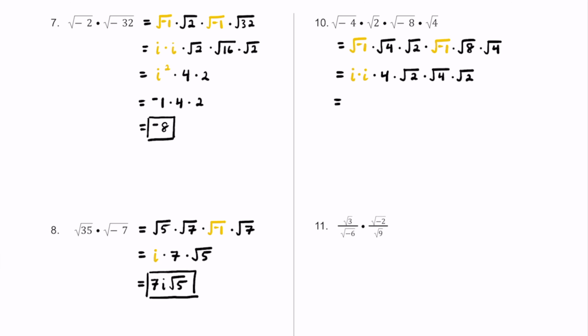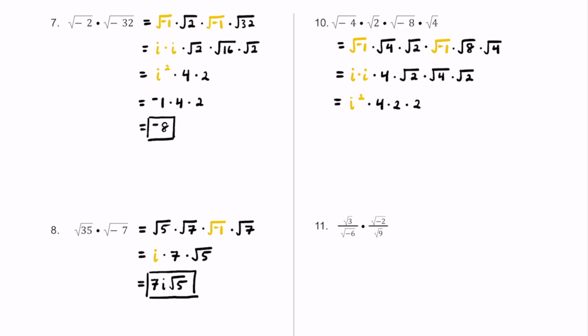Okay. Now, next we have i times i. That's equal to i squared. Go ahead and write that. And then we have this 4 here. I'm just going to leave that alone for now. I'll just write times 4. And then we have the square root of 2 times the square root of 2. That's just equal to 2. So I'll write times 2. And then the square root of 4 here is equal to 2. So we can also write times 2 at the end here.